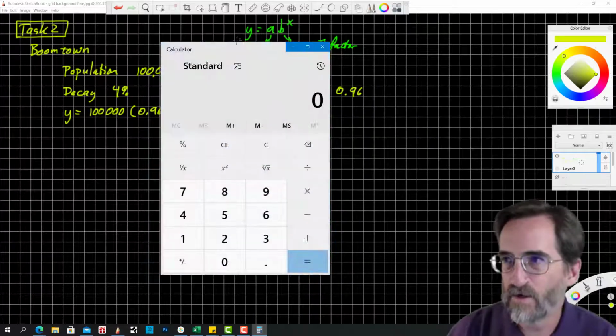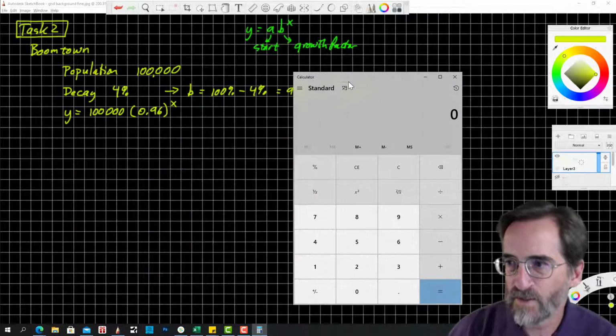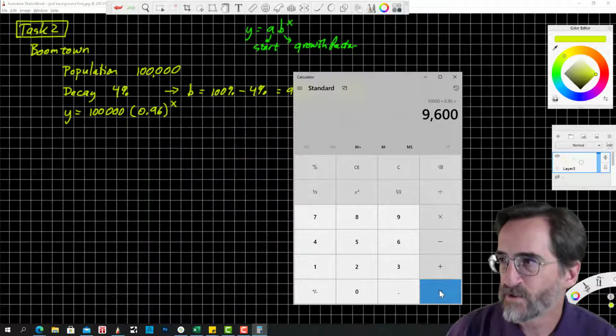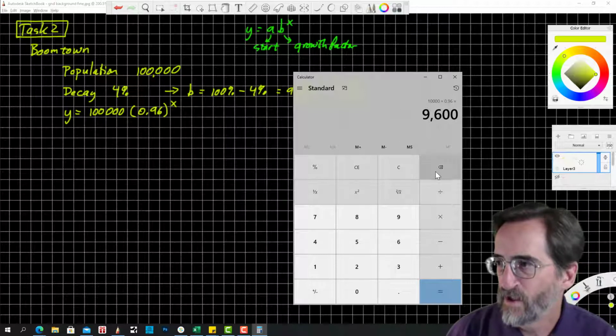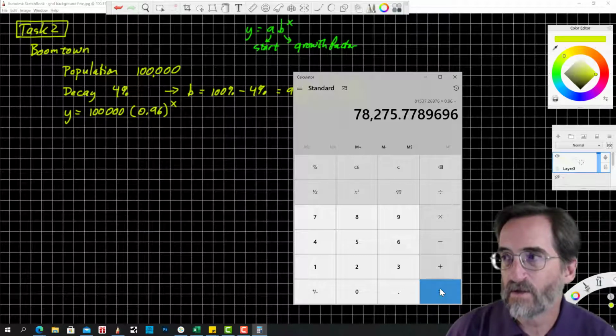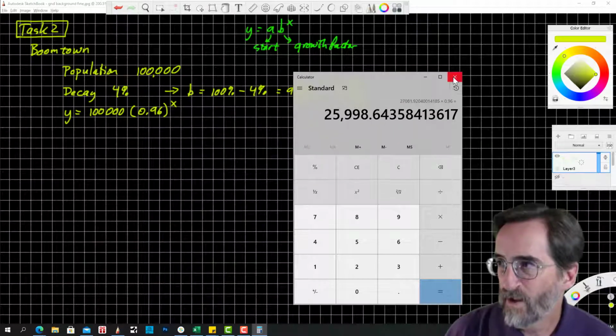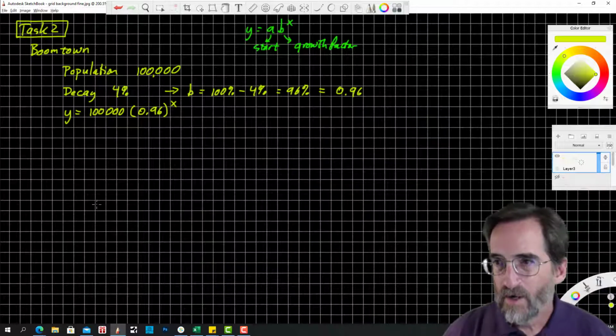Okay, so let's open it here just to show you what it looks like. We have 100,000, and we're going to multiply by 0.96 repeatedly. After year 1, 9,600. I put in 10,000. Clear that. 100,000. There we go. Times 0.96 is 96,000, and so on. And you can see as I continue to click, we're down to 56,000. The population of Boomtown is decreasing. All right. That's Boomtown.